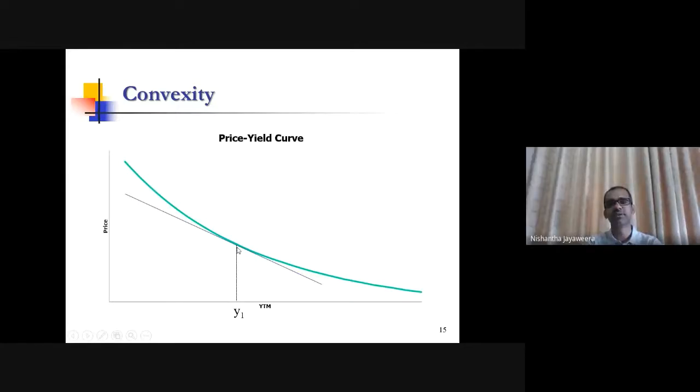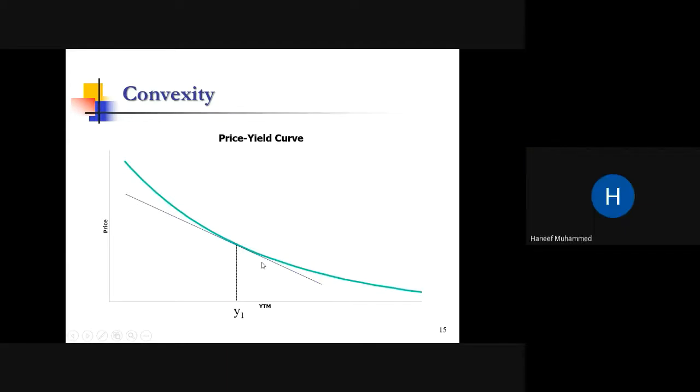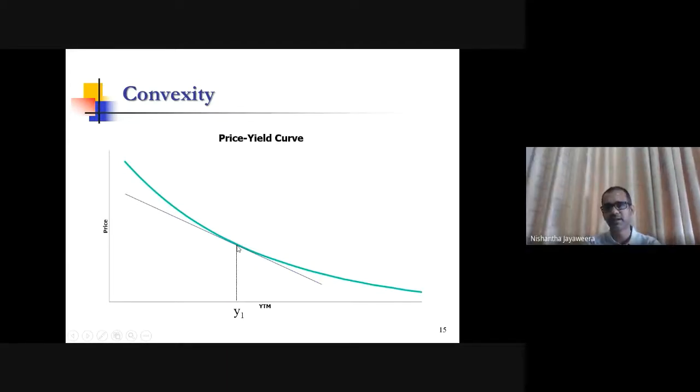So at this point, what is the slope of this curve? You know what slope is. Yeah. But you can see, since this is not a straight line, at different points the slope is different. What we do at a particular point, at the given yield, is ask what is the slope? That is duration.